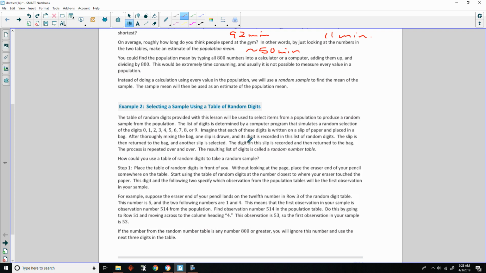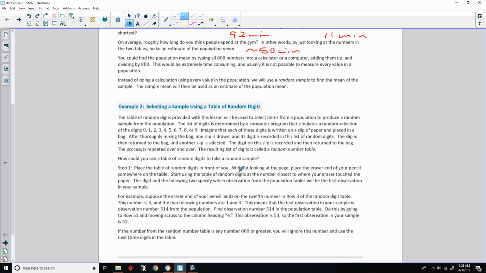So it's choosing with return, okay? The digit on the slip is recorded and then returned in the bag. The process is repeated over and over. The resulting list of digits is called a random number table. How could you use a table of random digits to take a random sample? Step 1, place the table of random digits in front of you. Without looking at the page, place the eraser end of your pencil somewhere on the table.